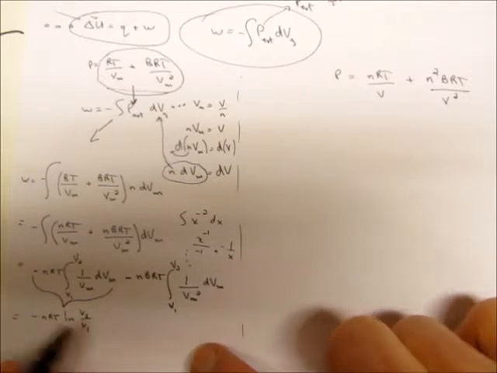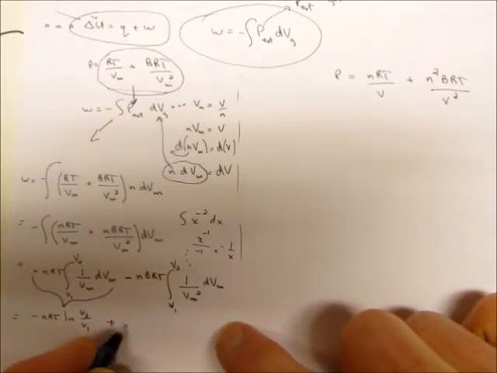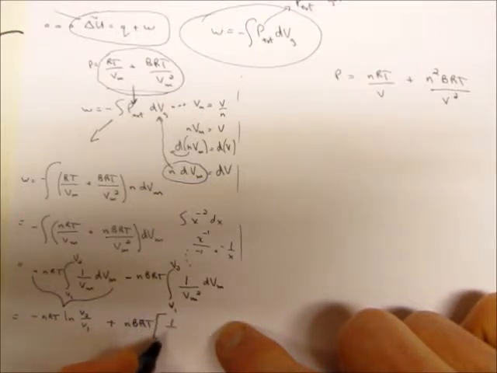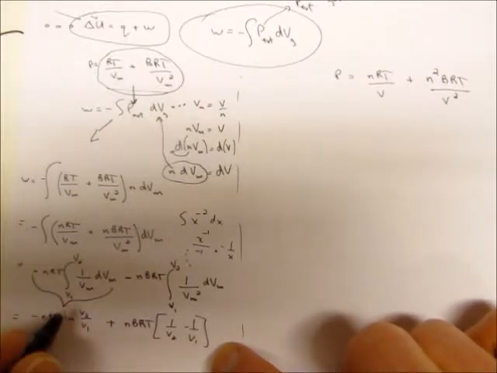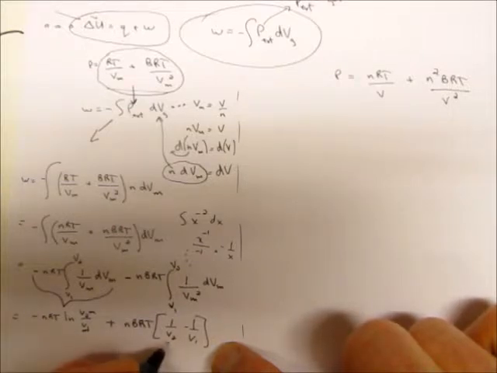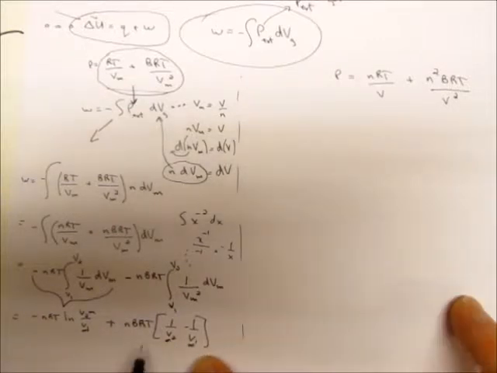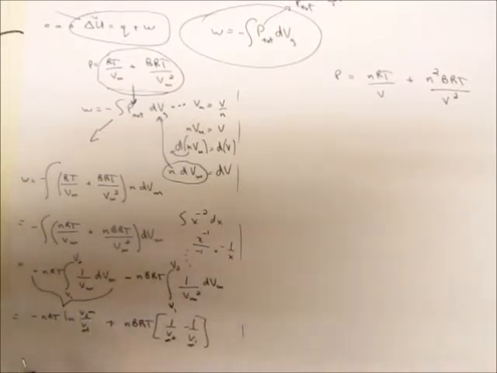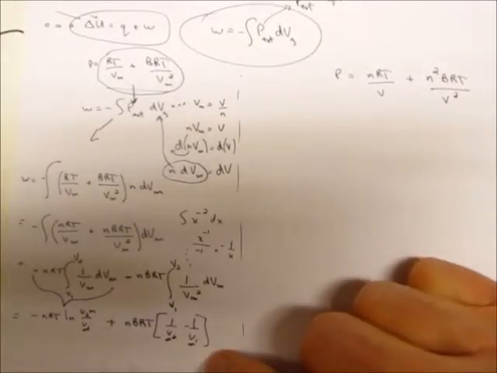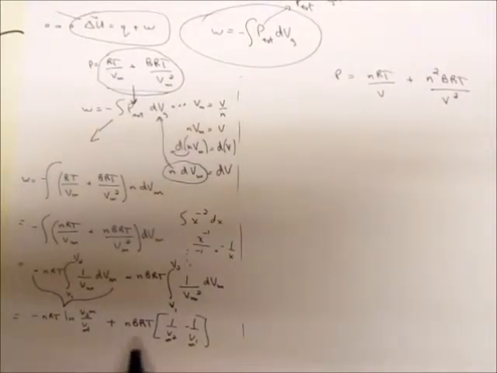So that negative will come out, turning that into a positive, and then you'll have nBRT, and then what you'll have is 1 over V2 minus 1 over V1. And these are Vms. Right? These are molar volumes. Don't let me drop the M, Mike. Okay, so that looks correct. I'm just kind of double checking. So this, tentatively, I'm doing this cold here, looks correct to me.